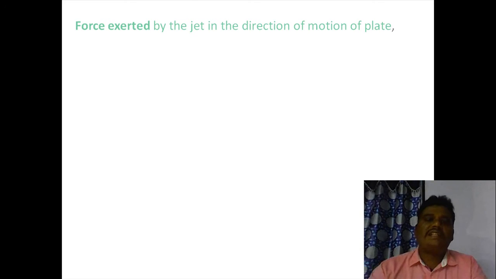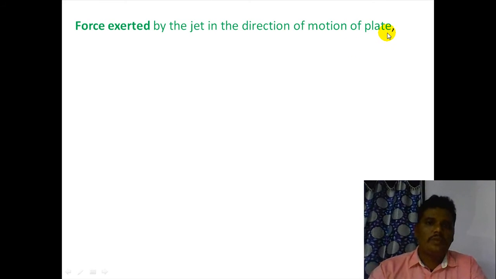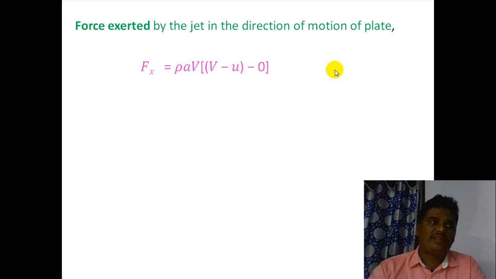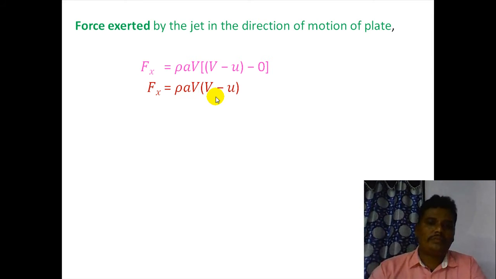That is, the force exerted by the jet in the direction of motion of the plate is Fx is equal to rho A V multiplied with initial velocity V minus U, and final velocity remains 0. Because the plate is gone, the next plate comes, and the final velocity remains 0. So Fx is equal to rho A V multiplied with V minus U.